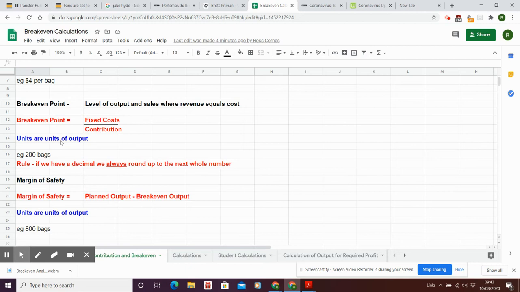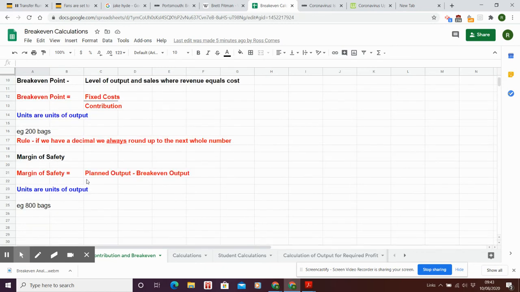And make sure you write bags, because quite often in an exam, they will give you a mark for getting the units right. And there's a rule on this, and the rule is that if we get a decimal, we always round up. And the reason why we always round up is if our calculation says we need to make 199.1 bags to break even, what that means is, because it's a discrete variable, i.e. we can only either make 199 or 200 bags, and if we only manufacture 199 bags, this firm will still be making a loss. So we always round up.